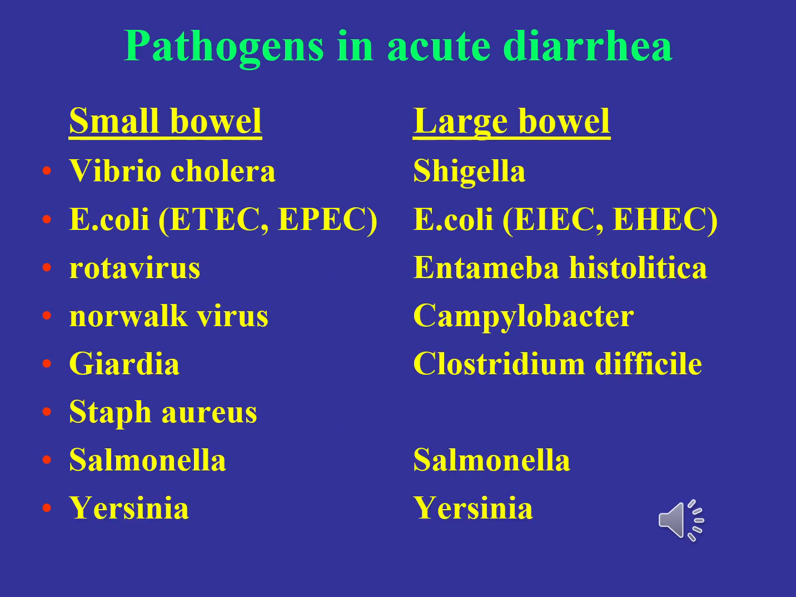These are examples of some pathogens that can cause acute diarrhea. As you can see, pathogens can affect the small bowel or large bowel, leading to diarrhea. I'm not going to go over the different types of pathogens, as these will be covered later on by Dr. Bistri.